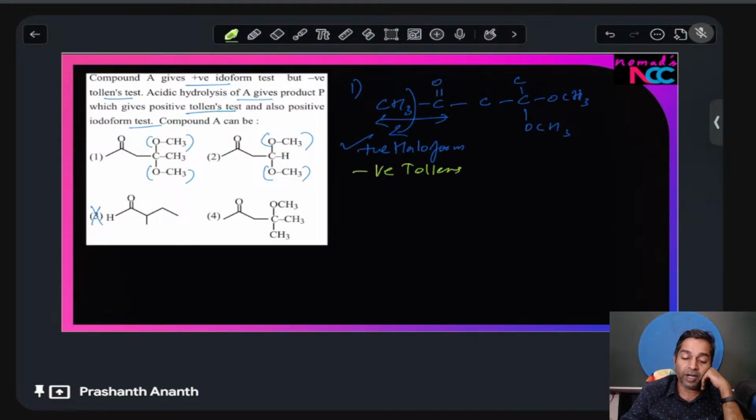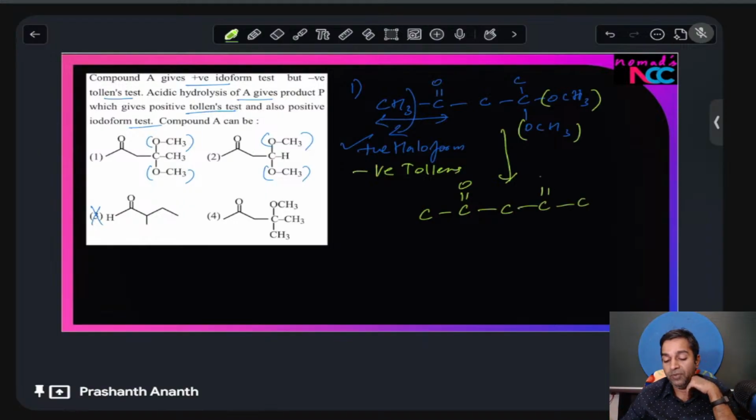Now, when we perform hydrolysis, what do we end up getting over here after hydrolysis? In this particular case, these two groups will go away. This will become a ketone type of group over there. You'll get an aldehyde or keto there. So we'll end up getting C, C double bond O, C, C, another carbon, and we'll end up having a double bond over here. Now, they are telling me this gives the product P. So this is my product P.